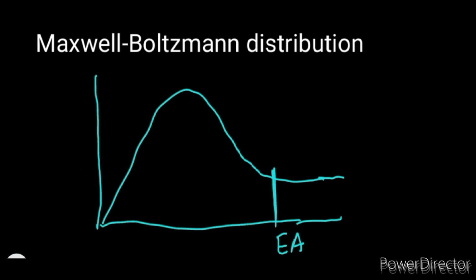Now remember the 5 factors that increase the rate of reaction. One thing you have to know is that if concentration is increased, there will be more particles overall. So we will have something like this.